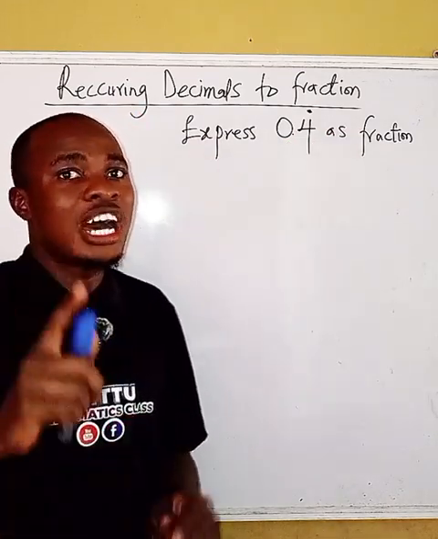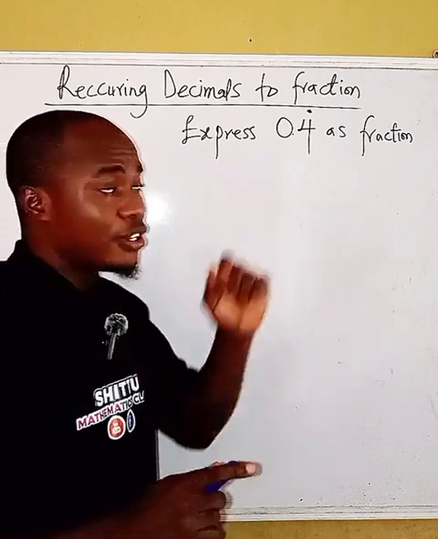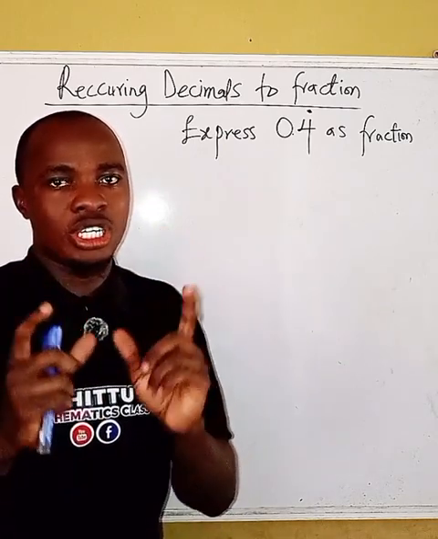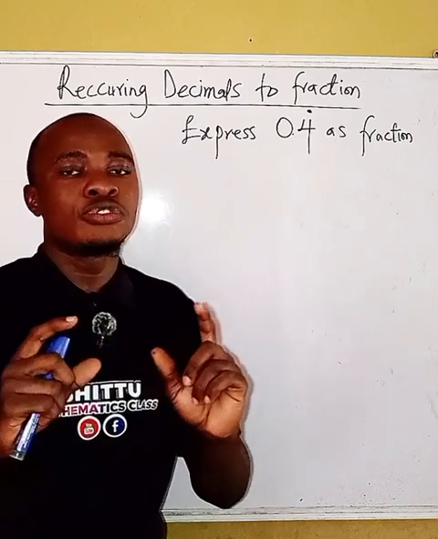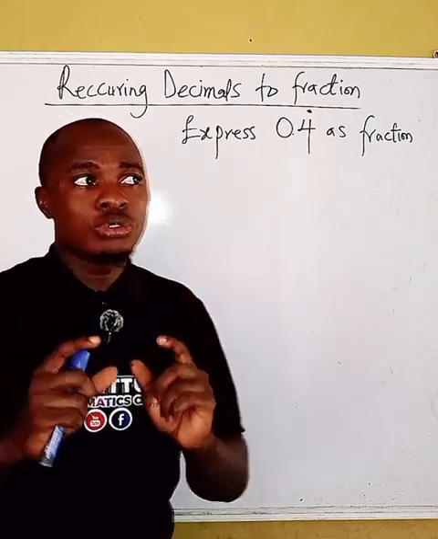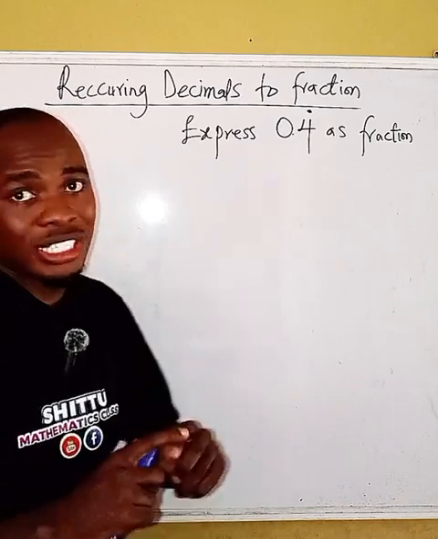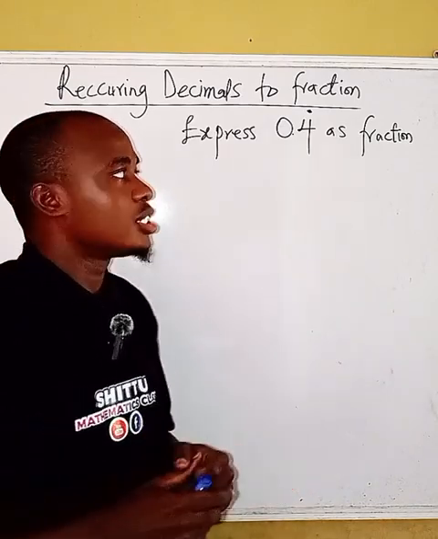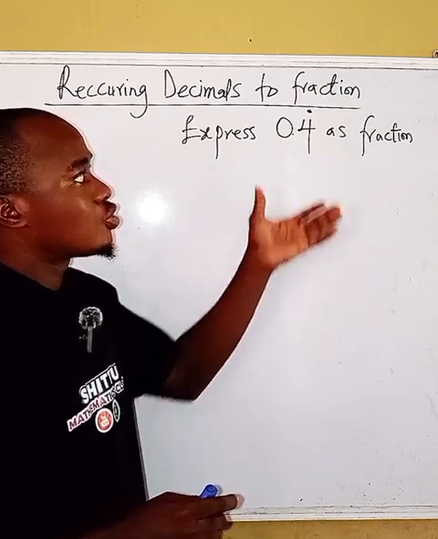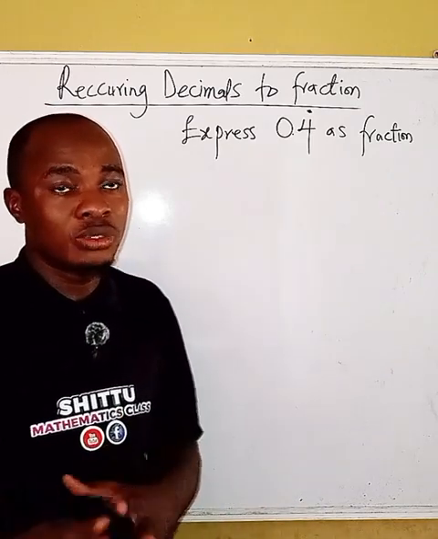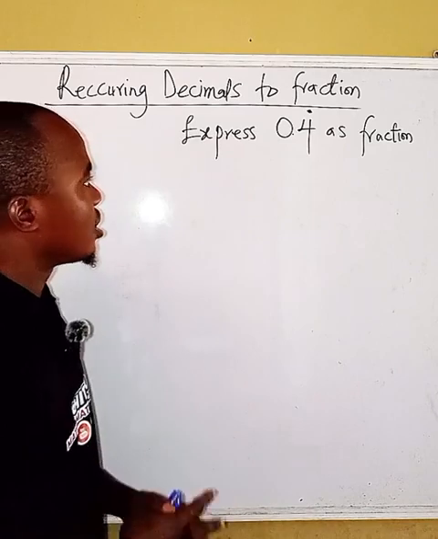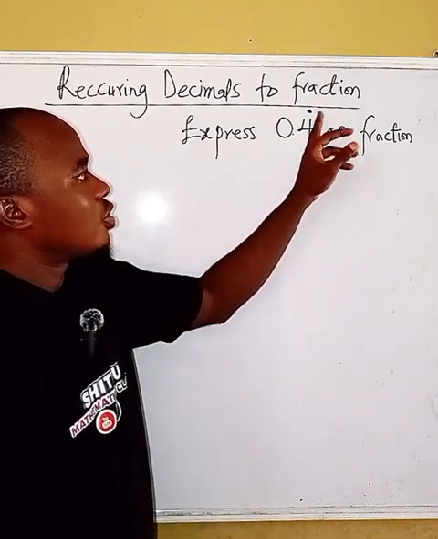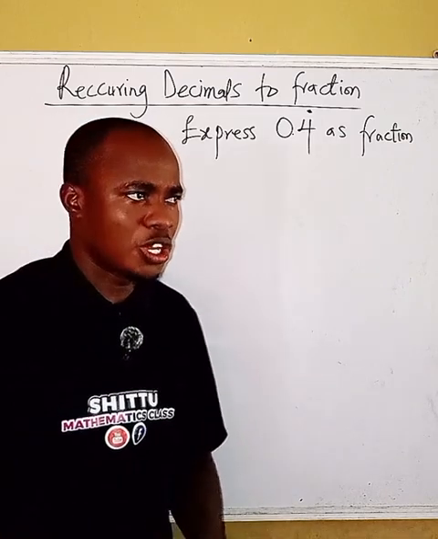Please, there's something I want to teach you at the end of this. It is a trick that will not even take you a second before you get the answer. But I would like us to solve this first before telling you the magic. So express 0.4 dot as a fraction. How are we going to do this?